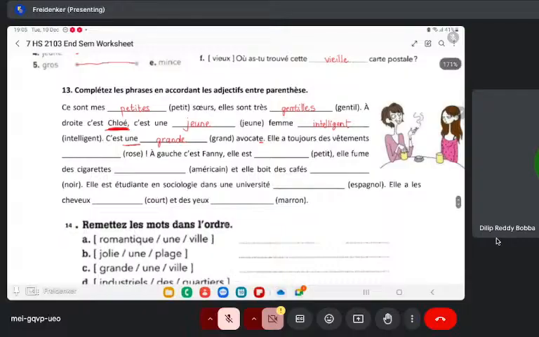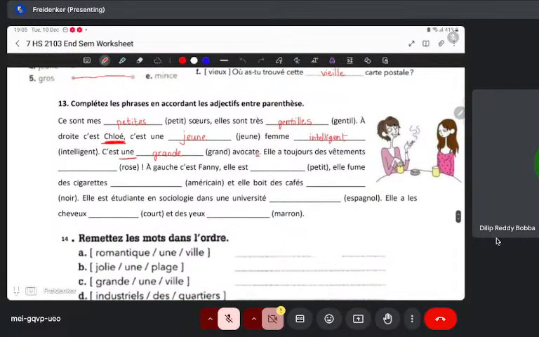So de vêtement is there, right? So what do I mean by rose changing form? Now rose is going to take an extra s, because it's plural. Despite rose coming from a thing, because rose is an exception to the exception.